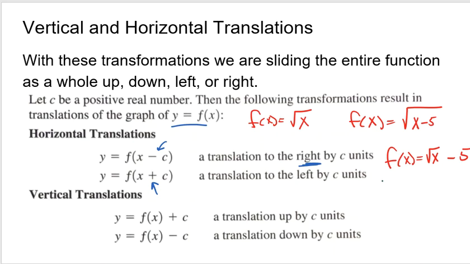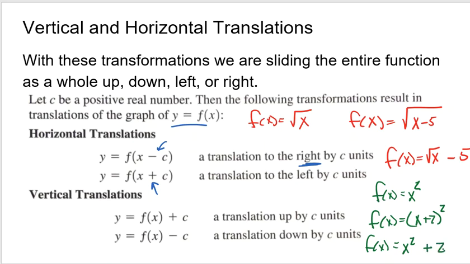Let me give you one more example here. If we are working with the parent function x squared, and I wanted you to move it to the left 2 units, well, inside of the function, so inside of the square, you would add 2, hence moving it left 2 units. But if I have a plus 2 outside of the parent function x squared, that's going to move it up 2. So that's pretty easy to understand.